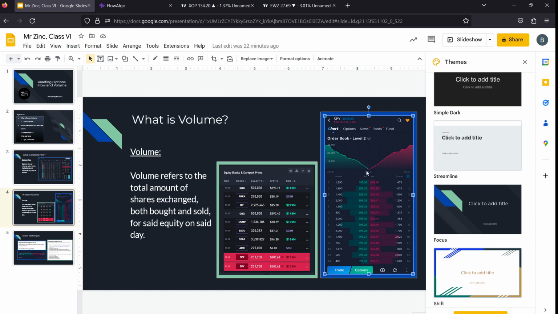So this order book right here on Webull, this tells you what the active orders are for the day. So this makes up the bid and ask. 1,200 shares bought at $395.36. 675 shares sold at $395.38.